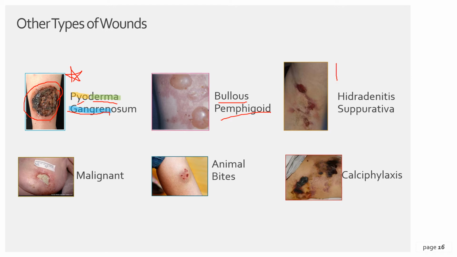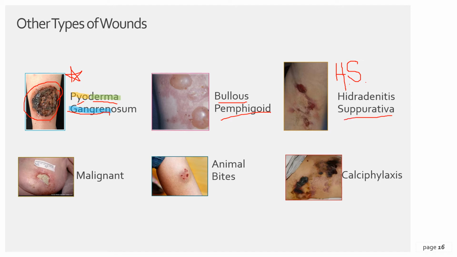Hidradenitis suppurativa. I know it sounds like a Harry Potter spell, right? We shorten it and call it HS. It presents as boils or pimples, usually in the armpits and groin, sometimes in the back of the neck. It can be very painful. It is very disfiguring, and sometimes the patients are embarrassed by this, but they really shouldn't be.